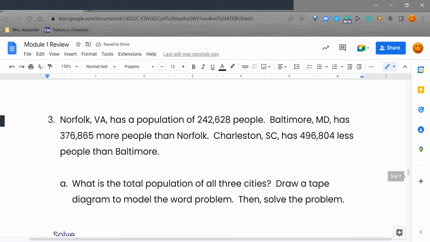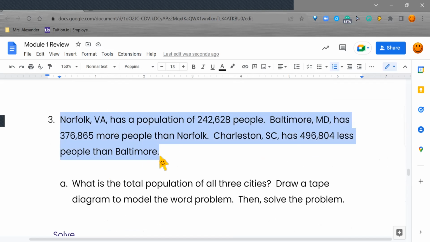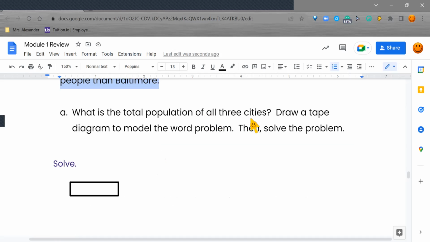It says Norfolk, Virginia has a population of 242,628 people. Baltimore, Maryland has 376,865 more people than Norfolk. Charleston, South Carolina has 496,804 less people than Baltimore. So I'm actually going to copy this entire thing, hit Control C, and it says, what is the population of all 3 cities? Draw a tape diagram to model the word problem, then solve the problem.